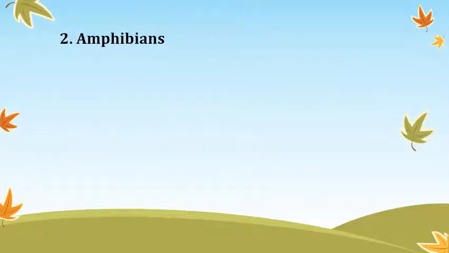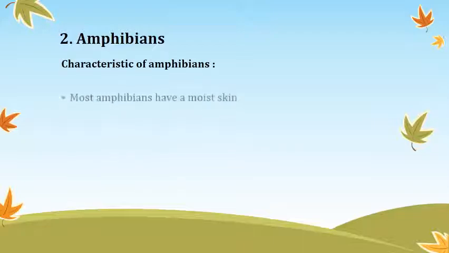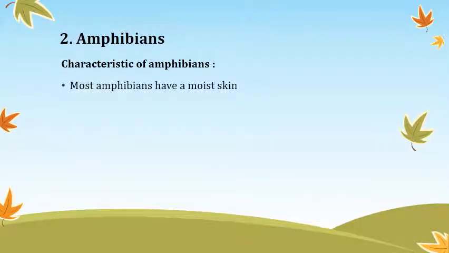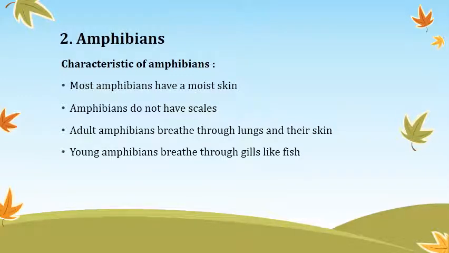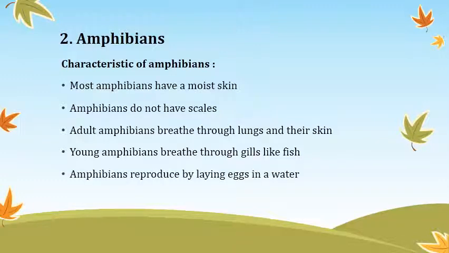Second, amphibians. Amphibians are vertebrates. Characteristics of amphibians. Most amphibians have a moist skin. Amphibians don't have scales. Adult amphibians breathe through lungs and their skin. Young amphibians breathe through gills like fish. Amphibians reproduce by laying eggs in the water. The young hatch from the eggs.